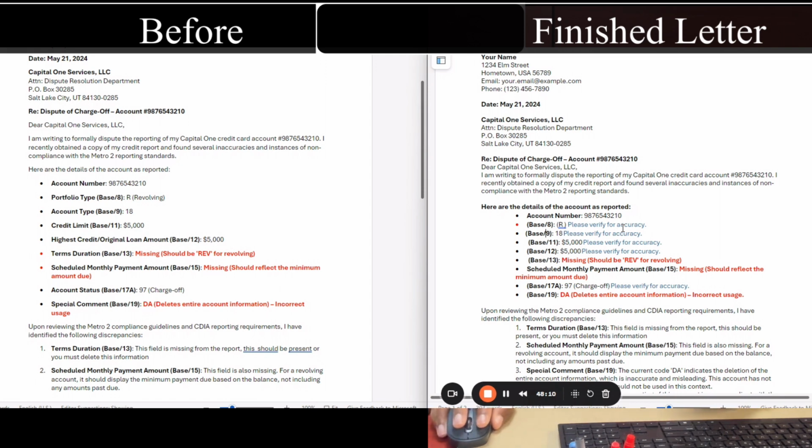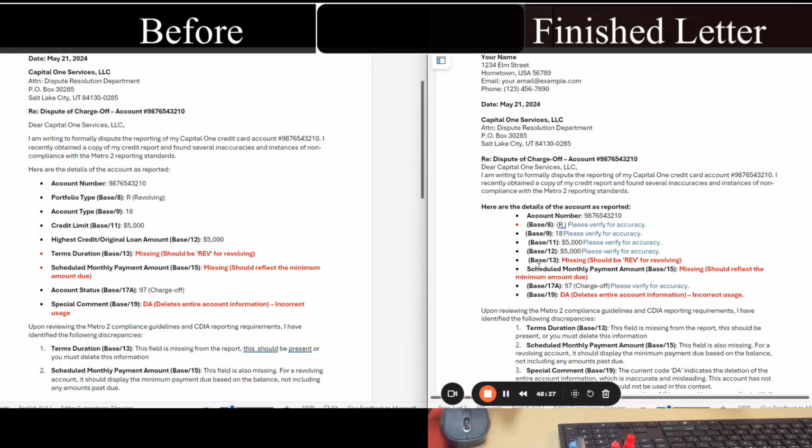So base segment 9, this is still the account type. The coding for it is code 18. Please verify for accuracy. Base 11 is still the credit limit, and beside it, we're going to say, please verify for accuracy. Base segment field 12 is still the high credit amount. We're still going to put here, please verify for accuracy.